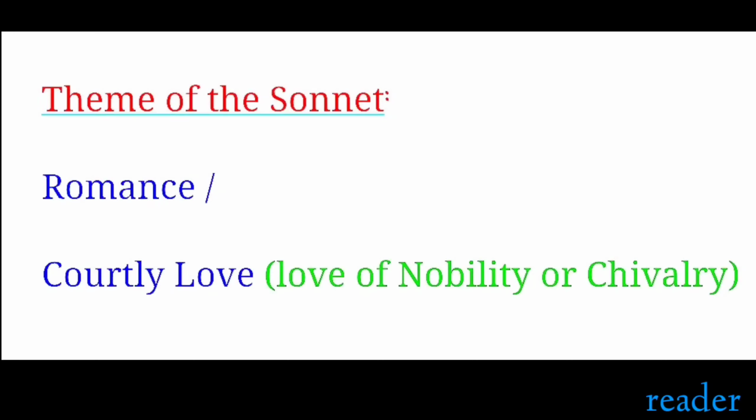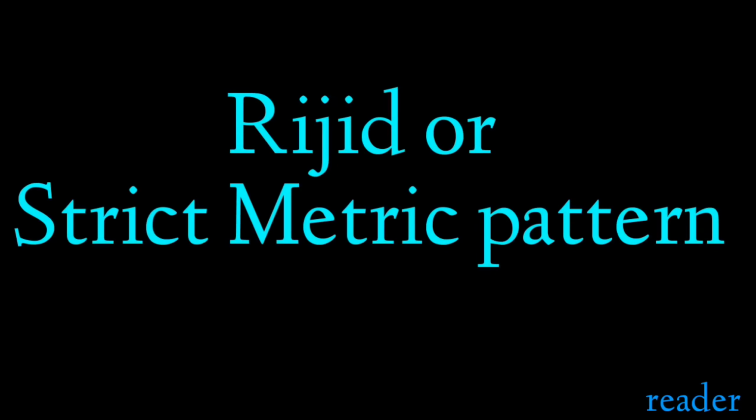Nobility means the love of nobles, and the chivalry is related to soldiers. Both are the representatives of the high blood. And this is a strictly metric literary form. Sonnet has a strictly metric form. So sonnet is a strictly metric literary form.